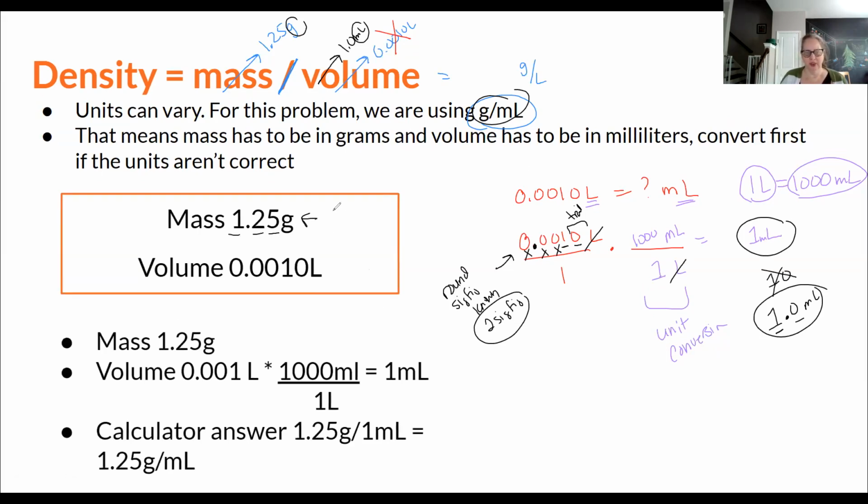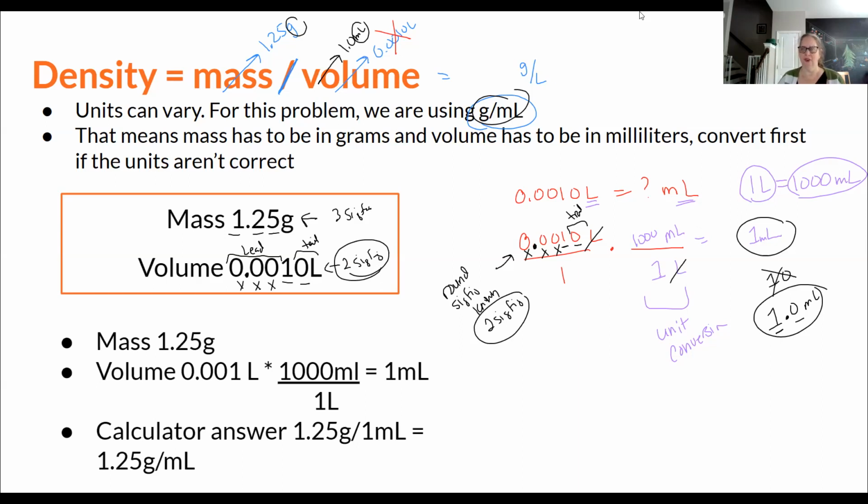1, 2, 3 sig figs. Not significant, not significant, not significant. Leading, or on the left, they are never significant. Significant, trailing. Trailing, on the right, is significant if I see the decimal place. 2 sig figs, which we already figured out over there. So 3 sig figs and 2 sig figs, I've got to round my answer to 2 sig figs.